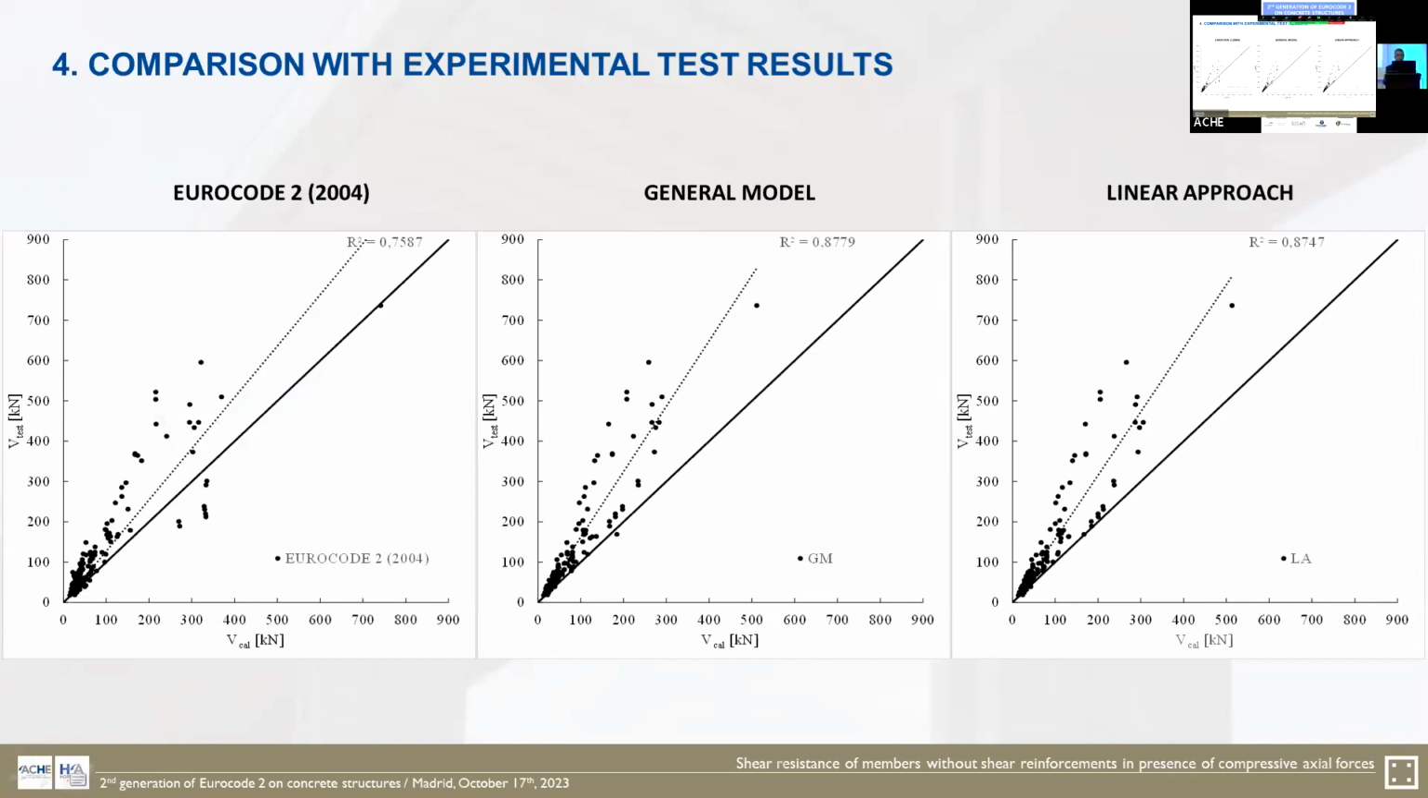These three graphs show the experimental to calculated shear resistance for the three models: the current Eurocode 2, the general model, and the linear approach. It can be seen that the coefficient of determination R squared for the Eurocode 2 is 0.76, while for the general model and linear approach it is 0.88. This shows the better agreement of these two models to the experimental results than the current EC2.